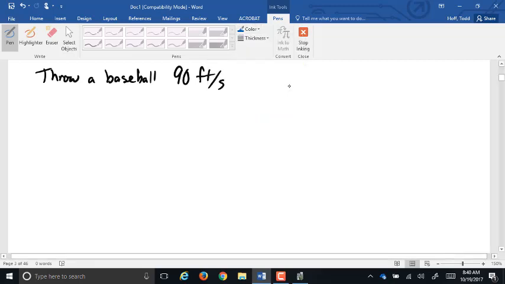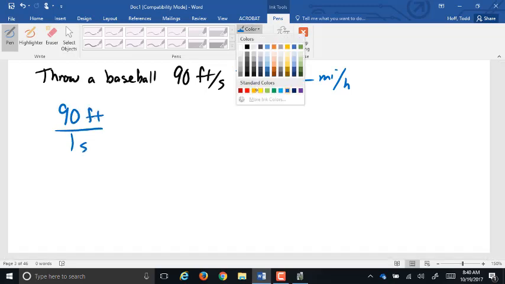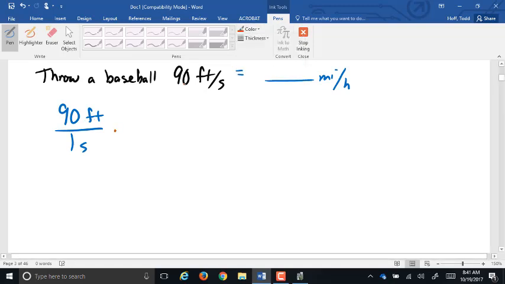What are we used to seeing speeds expressed in? What units? Miles per hour. So we need to convert that into miles per hour. So we're going to write this as 90 feet over 1 second. Now we need to get rid of feet and change them into miles, and we need to get rid of seconds and change them into hours. Let's get rid of feet first. So where are feet going to go in my conversion factor here? On bottom, so they'll cancel out. We're going to miles, so miles is on top.